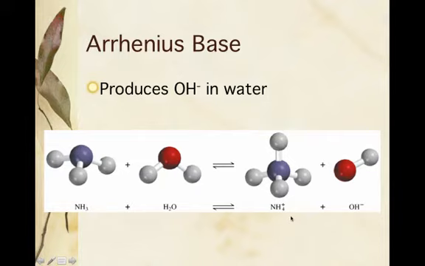Arrhenius bases would produce hydroxide in water. So in water, it's going to take the hydrogen from the water, attach to this NH3, produce NH4+, and then hydroxide is going to be floating around in there.